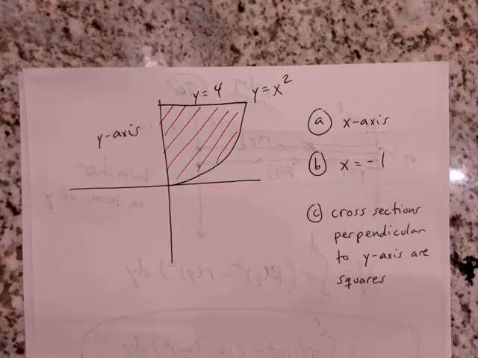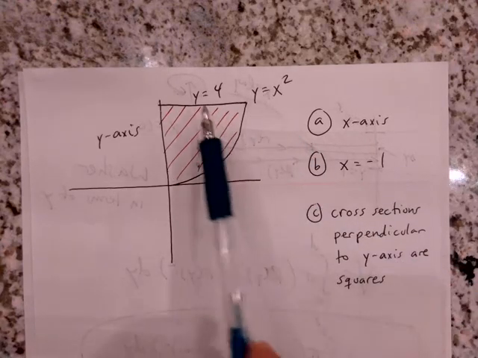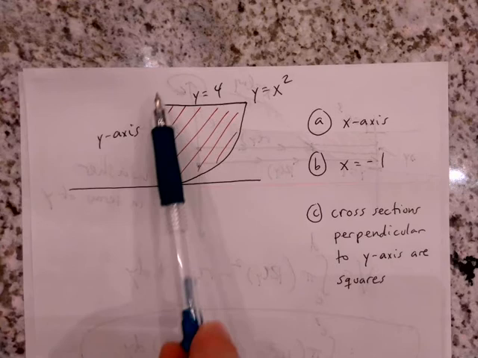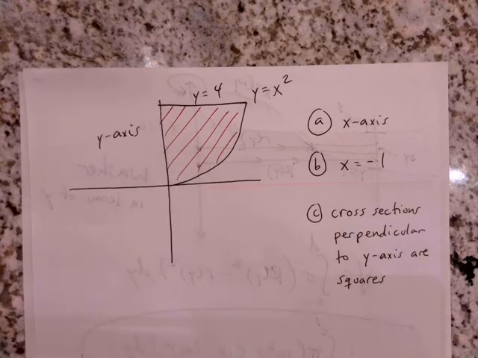Now for an example to try on your own. So here we have the region that is in the first quadrant. It is bounded by the graphs of y equals x squared, y equals 4, and the y-axis. So it's that region in the first quadrant. And we're going to find the volume when we do three things.